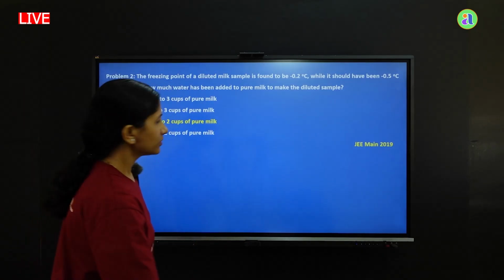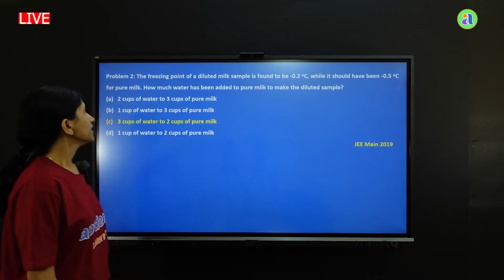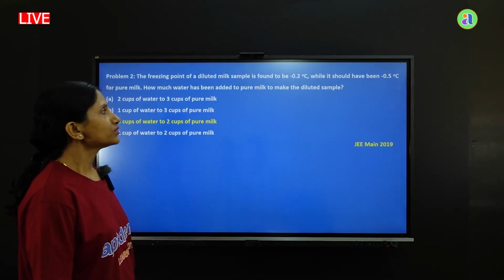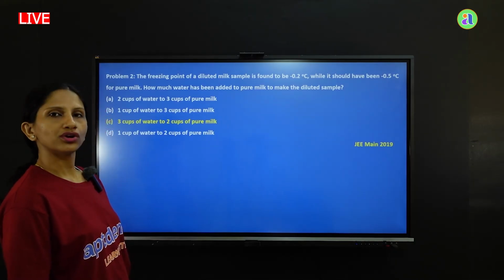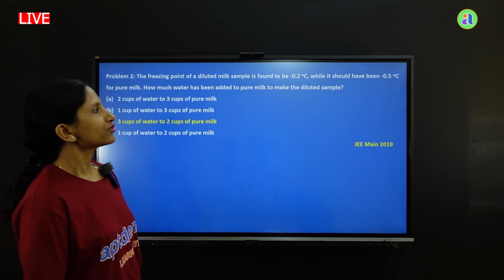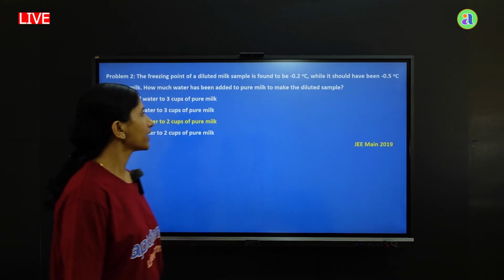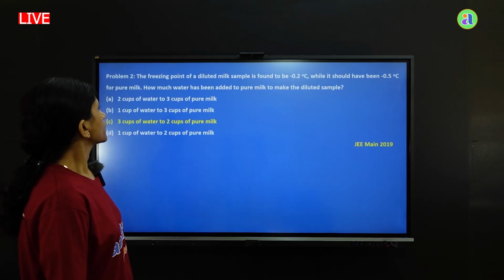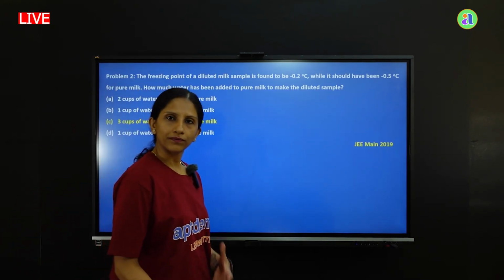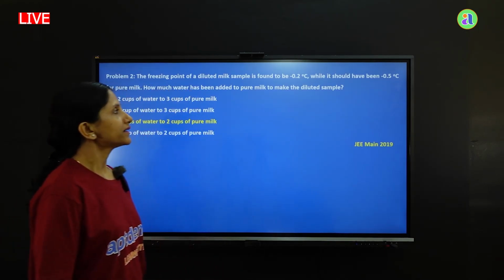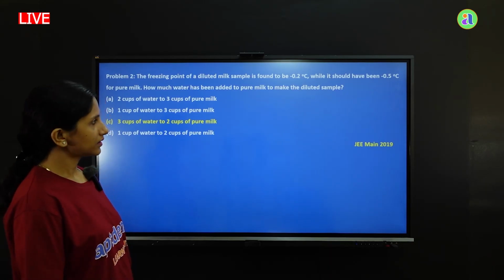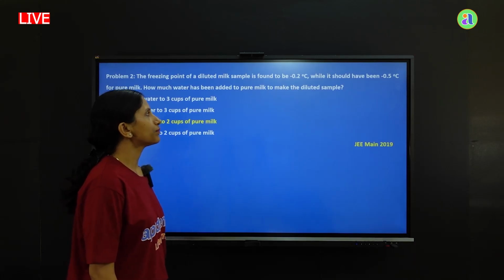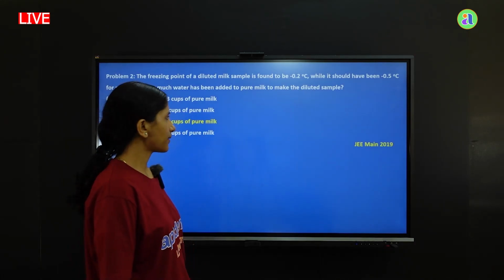So problem 2 is asking: the freezing point of a diluted milk sample is found to be minus 0.2 degrees C, while it should have been minus 0.5 degrees C for pure milk. So the freezing points of a pure milk sample and a diluted milk sample are given. Now they are asking how much water has been added to pure milk to make the diluted sample.